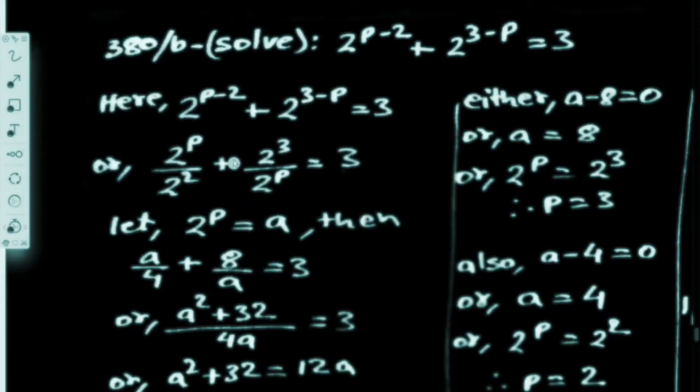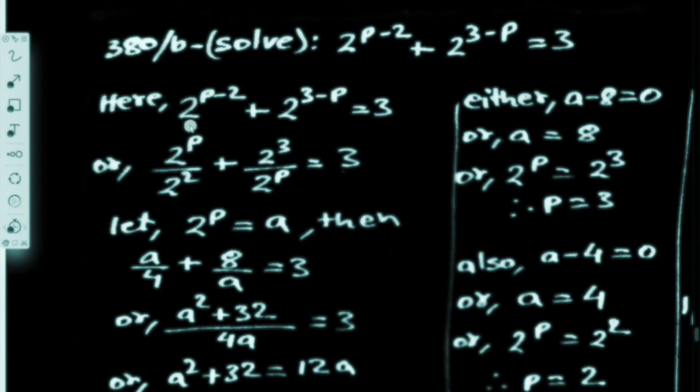Here is problem number 380b. Solve the given equation. From the equation we have to find the value of the unknown. Our equation is 2 power p minus 2 plus 2 power 3 minus p equals 3. Here the unknown is p, and we have to find the value of p. Let's see how to get the value of p.